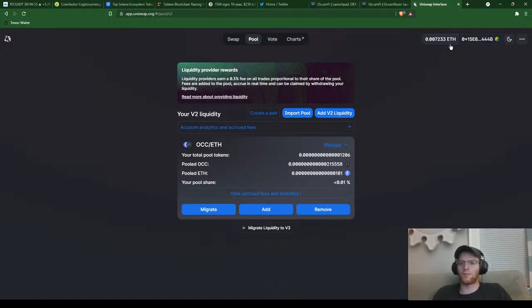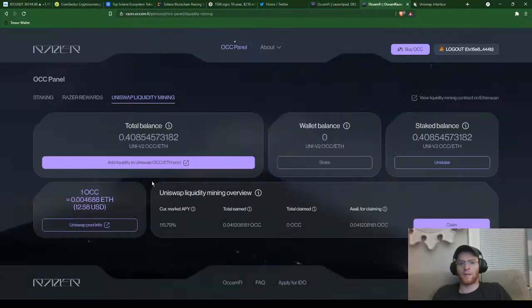Once you have these tokens, they'll be put in your wallet, and then you would head back to the OccamFi website, and you would add liquidity to the Uniswap OCC ETH pool. It would ask you to confirm on Occam's Razor that you want to do this. You'd have to pay like a $3 gas fee. Once you do that, you can actually add it in, which then cost me I think like $15 in Ethereum and gas. And then once it's in there, it'll tell you your balance, and it'll start accumulating OCC for you.